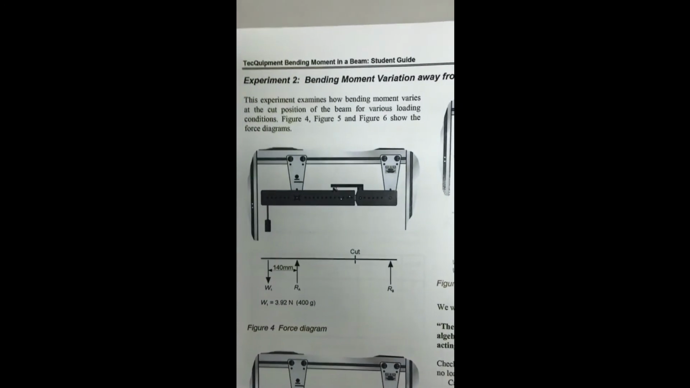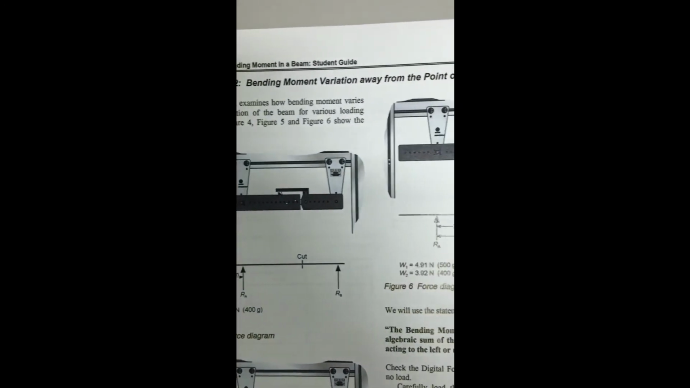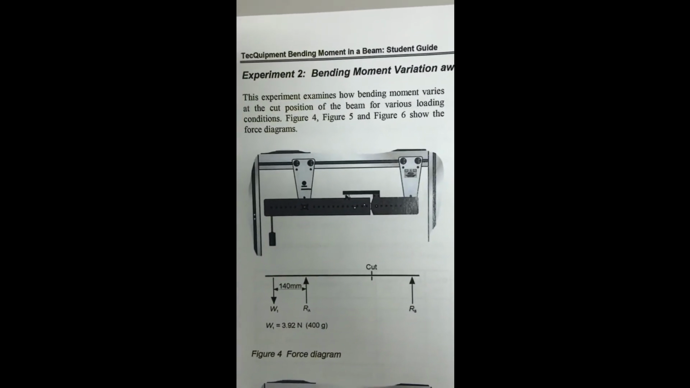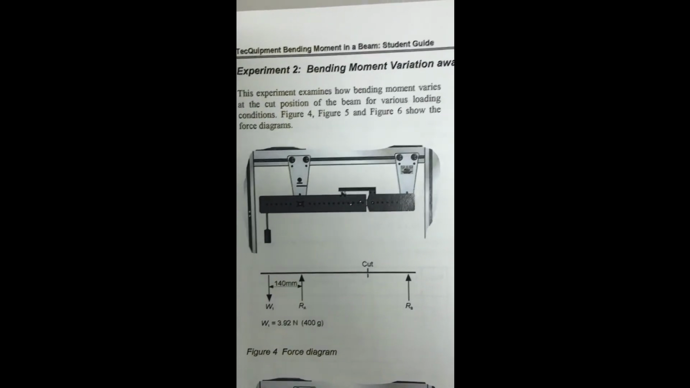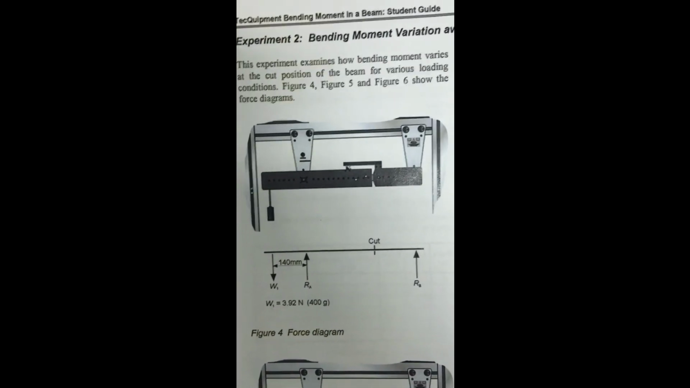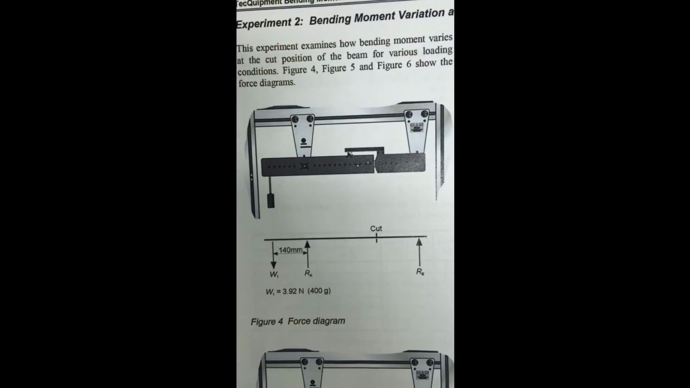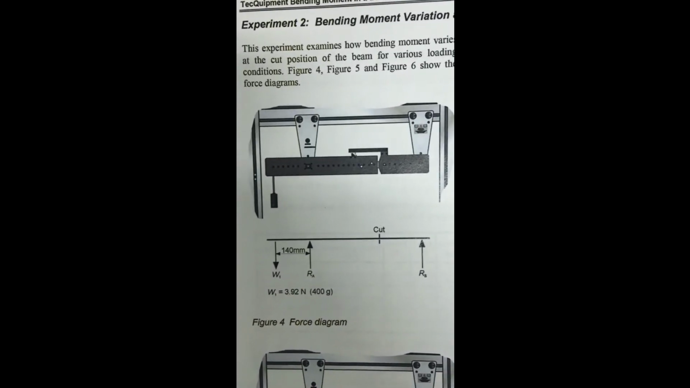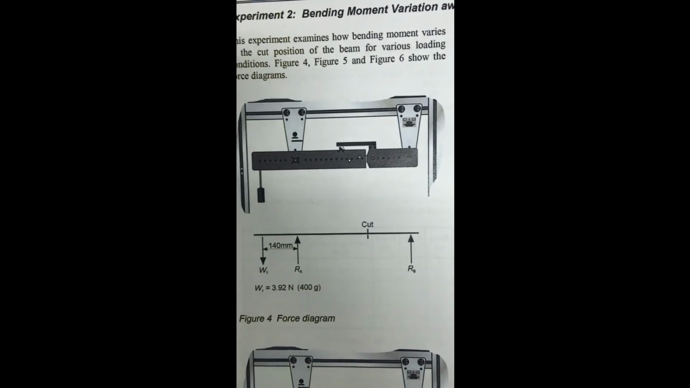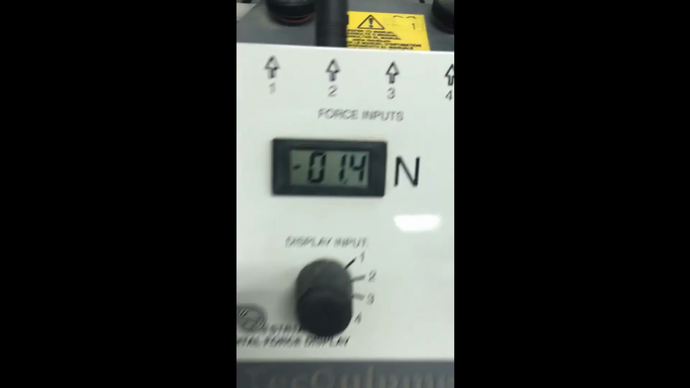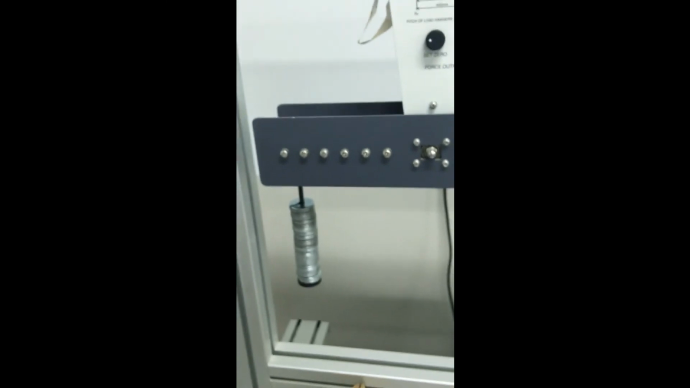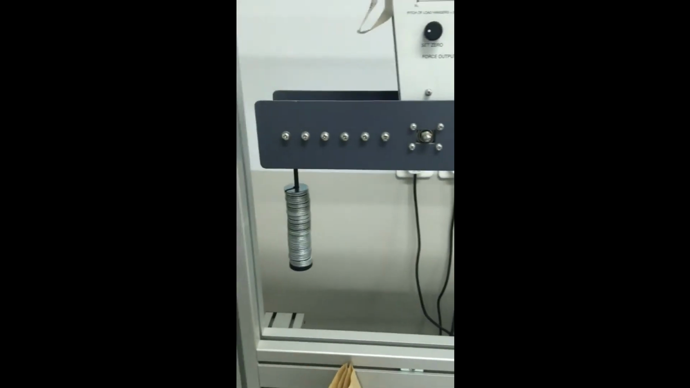Now in experiment number 2, we are going to see bending moment variation away from the point of loading. In this experiment, we are going to examine how bending moment varies at the cut position of the beam for various loading conditions. In this figure number 4, you can see that we are going to hang a 400 grams load, which is equal to 3.92 Newton at the end of the beam. And we are going to calculate RA and RB and measure the force at the cut location. The force at the cut location is equal to minus 1.4 Newton, and here is the 400 grams load hanged at the end of the beam.